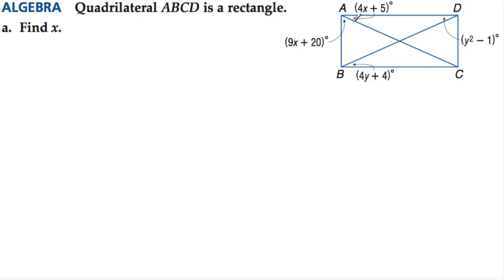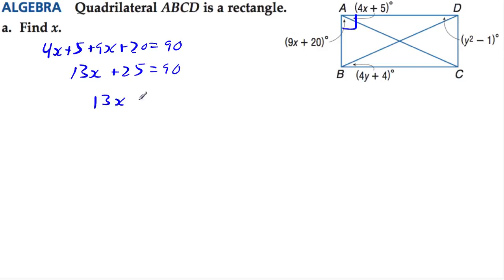Here, same deal. And we want to find x. Well, we know that this is a right angle. So 4x plus 5 plus 9x plus 20 equals 90 degrees. Ignore the y's for now. So here we get 13x plus 25 is equal to 90. So 13x is equal to 65. So x is equal to 5.